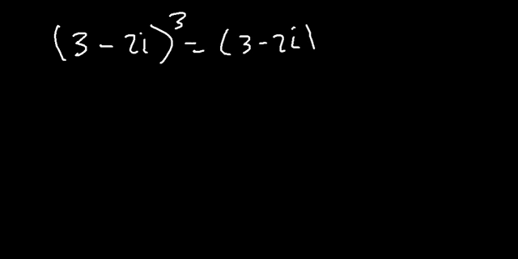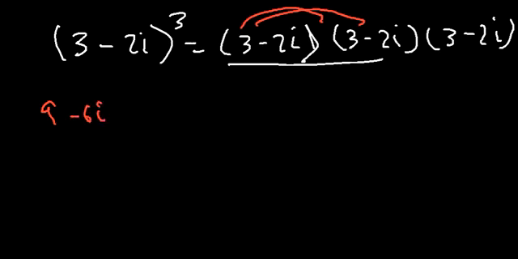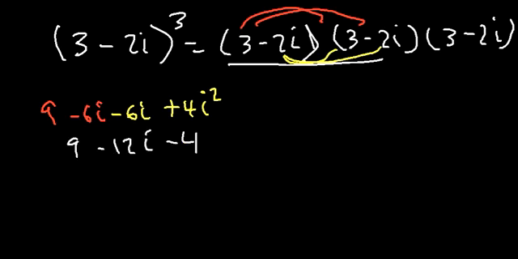Now let's say you have a cubic function. Let's say you have 3 minus 2i to the third power. So that's 3 minus 2i times 3 minus 2i times another one. So you want to FOIL 2 at a time. Let's focus on the first two. 3 times 3 is 9. 3 times negative 2i is minus 6i. Negative 2i times 3, that's negative 6i. And then negative 2i times negative 2i is positive 4i squared. So this is 9 minus 12i minus 4. 9 minus 4 is 5, so we get 5 minus 12i.